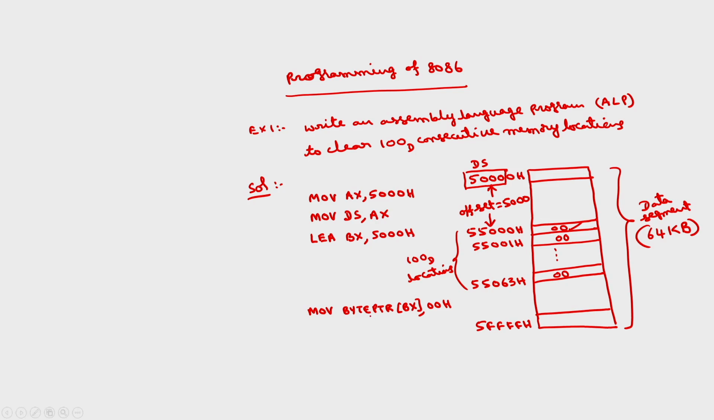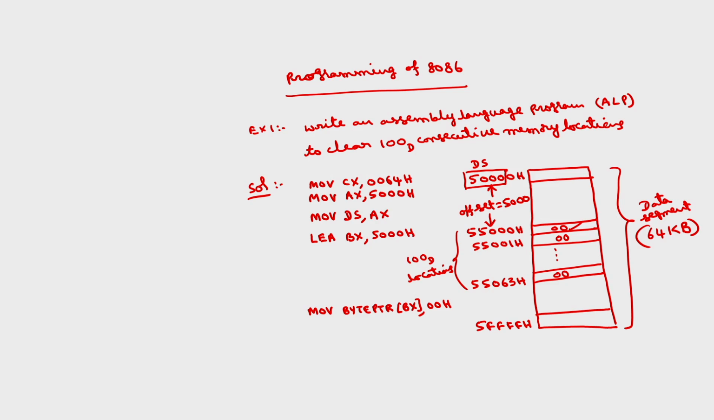Why we write byte PTR is that if this is a word, and you want to store 2 consecutive locations, that is also possible. In that case, you have to write word PTR and take 0000H. This is also another way to write this program. Byte means you take 00H. Total how many locations you have to transfer, you take into the CX register: 0064H. 100 decimal is equivalent to 64 hexadecimal.